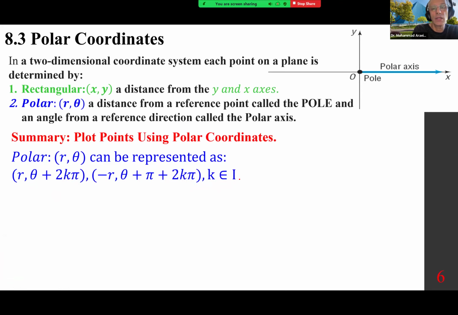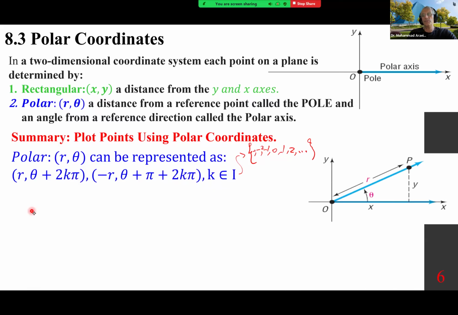So reminding you that this means 0, 1, 2 to infinity, or negative 1, negative 2 to negative infinity, right? Set of integers. So here's x, here's y, here's the distance from the pole or the origin r, here's the angle that it makes, theta. And because angle can be represented in many different ways, that's why we can write them in various formats.